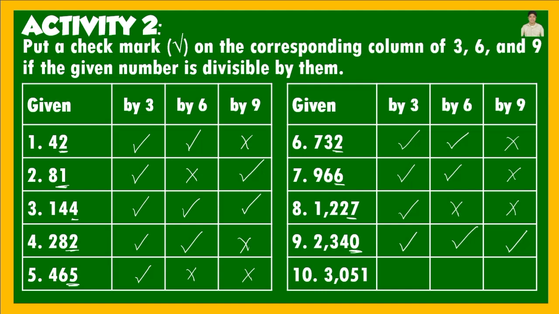For number 10, we have 3,051. 3 plus 0 plus 5 plus 1, that is 9, and 9 is divisible by 3. And then yung last digit niya is an odd number, therefore it is not divisible by 6. And then yung sum of digits niya is 9, kaya automatically divisible siya sa 9. So ayan po yung ating activity number 2.